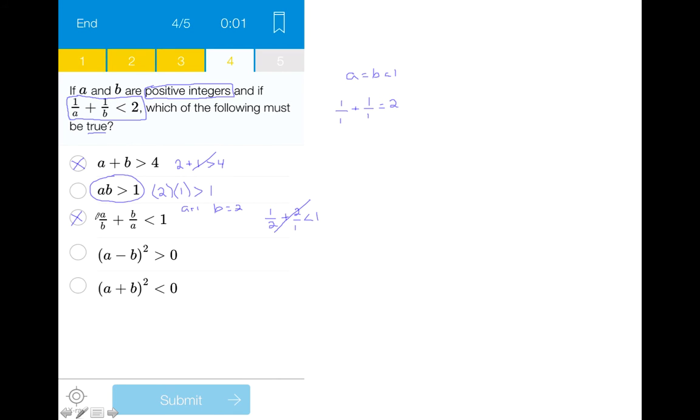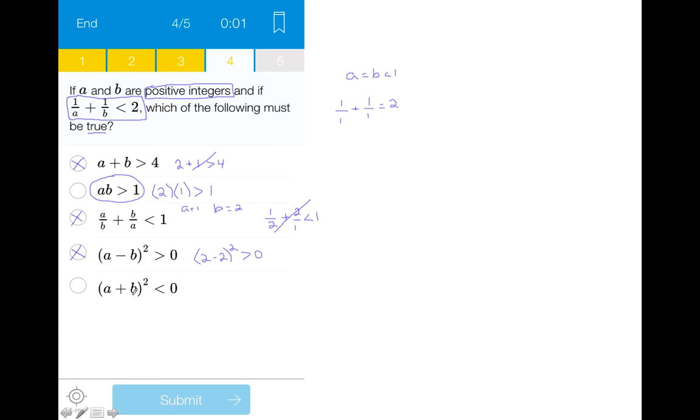And then moving on to answer choice D, we can see that if A was actually equal to B, say that A is equal to 2 and B is equal to 2, then we'd have 2 minus 2 squared is greater than 0. And this is incorrect because 2 minus 2 is 0 and 0 squared is not greater than 0. So we know that choice D is also incorrect.